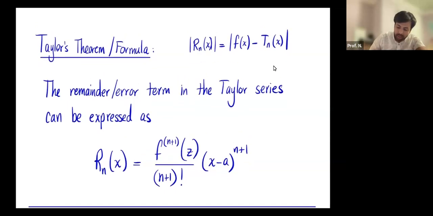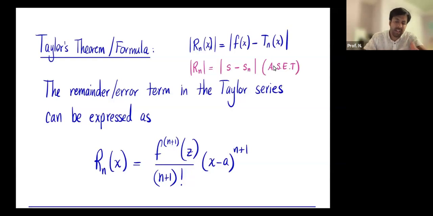Now, just keep in mind, this is similar to the estimation theorem, right? Where we have R of n being equal to the difference between the actual sum of the alternating series minus the partial sum of the alternating series. So this is going back to the alternating series estimation theorem. But now we're applying this to a series that is not necessarily an alternating series. So Taylor's theorem takes this idea that we saw in the alternating series estimation theorem, and it just generalizes it.